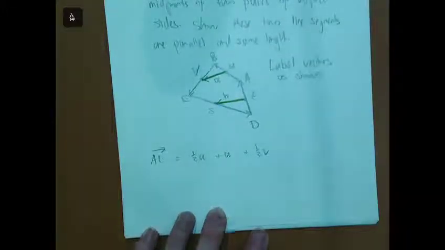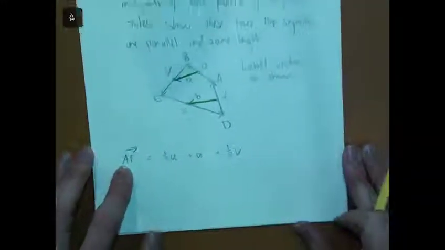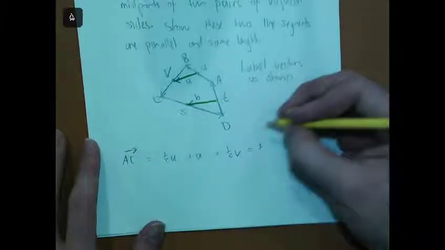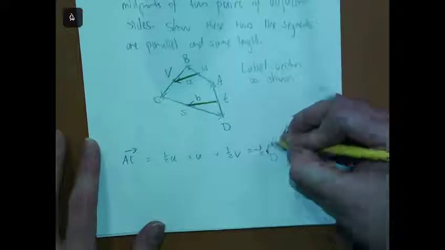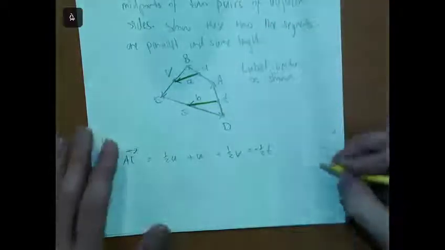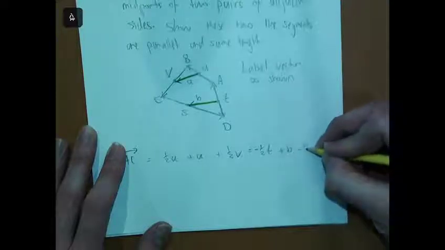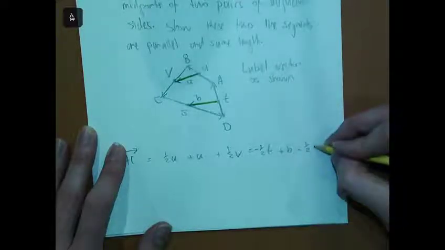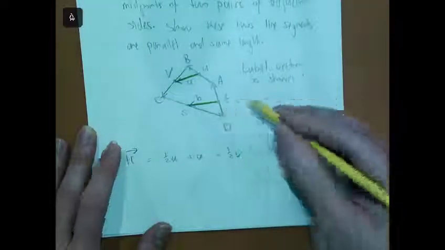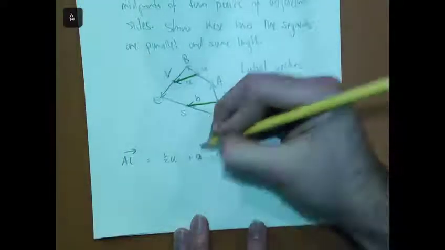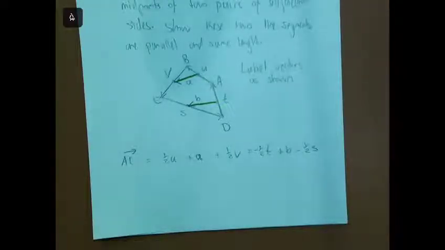Okay. But it's also minus a half of T, because T goes that way, and B and minus a half of S, because S goes that way. That was my original thought, because then I've got an equation that has both A and B in it, and I just need to deal with all the other stuff.